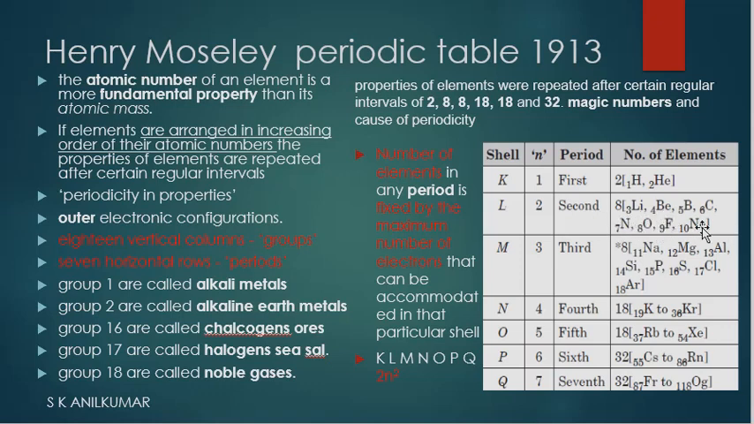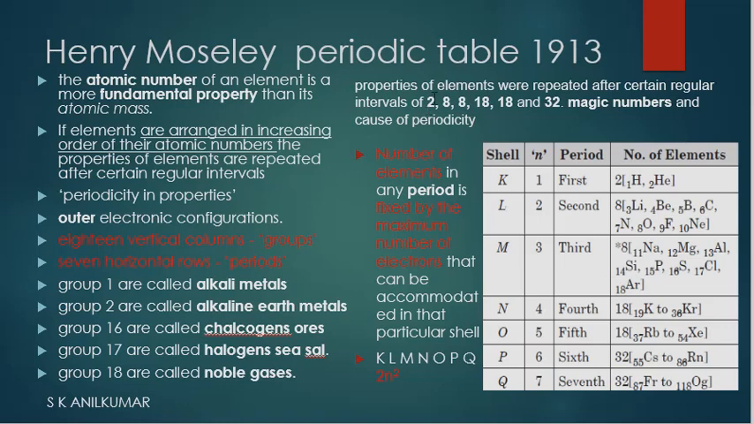If it becomes 9 or 10, what will happen? 2 will be in K, 8 will be in L. So when you have 11 as the atomic number, you cannot put it in L. You cannot put it in the second period. Why? Because 2 plus 8, 2 shells have already gone. You need the next shell, so it has to come here, 11. So from 11 to 18 it comes.